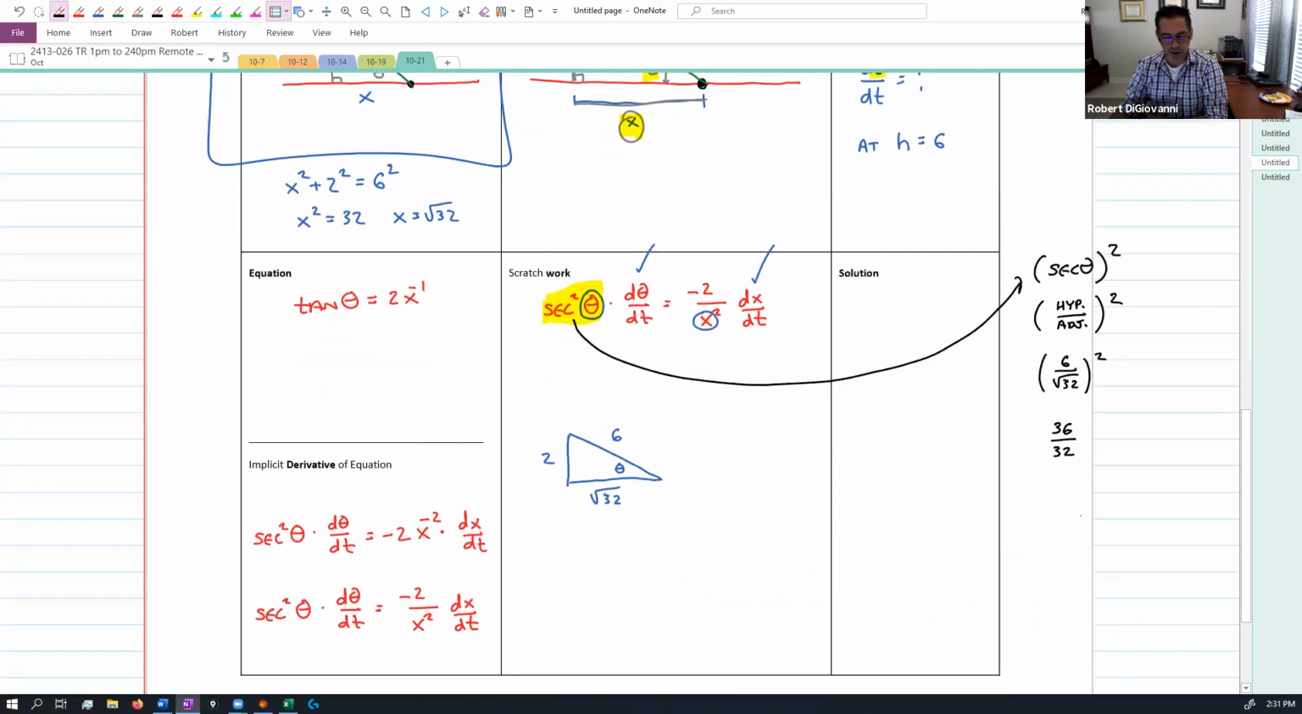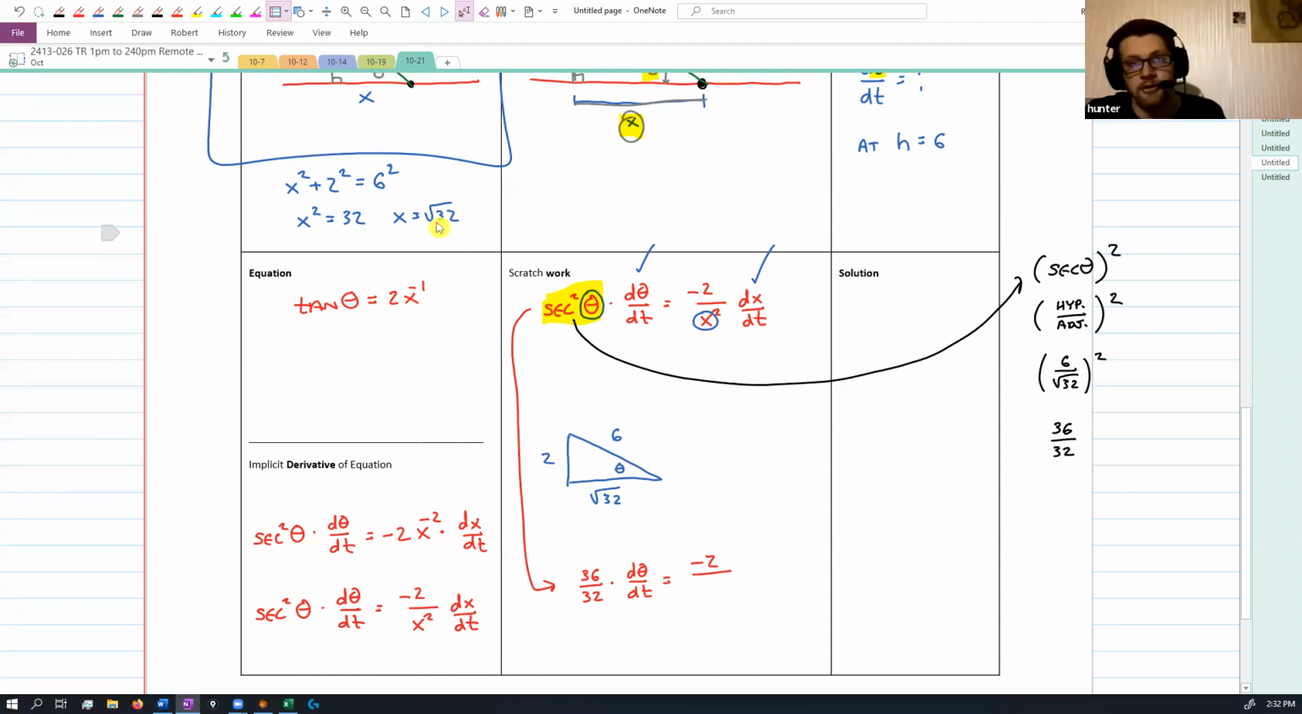There's a reason we took pre-cal, I guess, right? Here we go. All of this down here. The secant squared theta I just determined was 36/32. Oh, wait, we did get X, never mind. d theta dt is what I'm looking for. That must equal -2 over, okay, what's X squared? Just 32. And then times dx dt, which is -600.